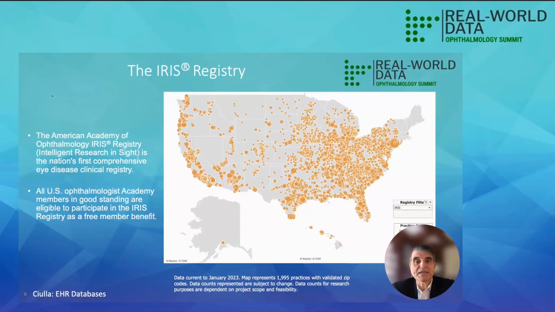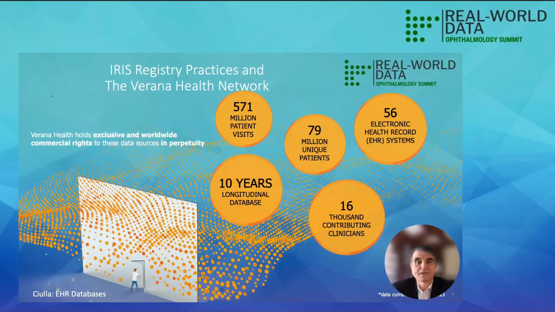EHR data is generally rich with history, exam findings, and treatment details. The IRIS registry is the nation's first comprehensive eye disease clinical registry. All U.S. ophthalmologists, Academy members in good standing, are eligible to participate in the IRIS registry. These physicians benefit because the system facilitates quality measure reporting for Medicare's merit-based incentive payment system. The IRIS registry includes 79 million unique patients and 571 million patient visits.